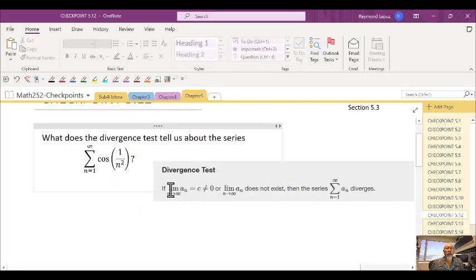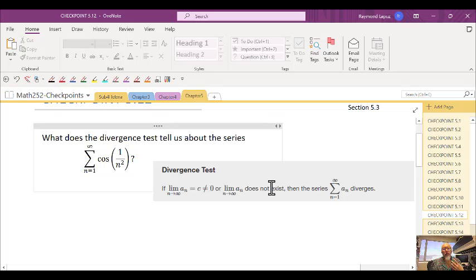Our divergence test tells us that if we have a sequence a sub n, and you take the limit of that as n goes off to infinity, and if it's equal to anything that's not equal to 0, then the series itself diverges.